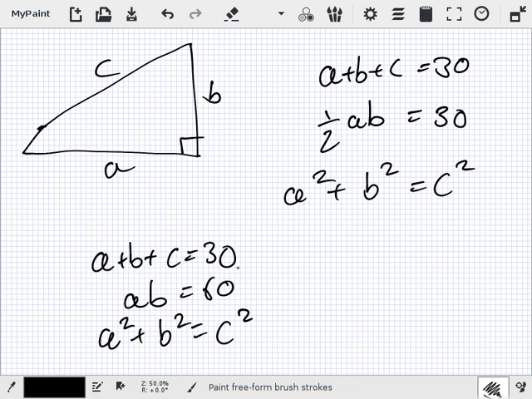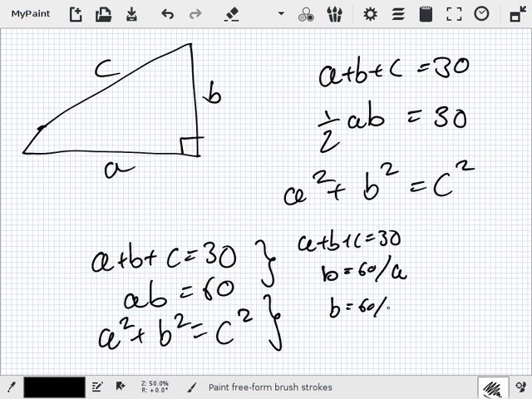I could combine these two and combine these two in such a way as to cancel the B. So what I can do is I'll change these two into A plus B plus C equals 30 and B equals 60 over A. And then I can combine these two into B equals 60 over A and A squared plus B squared equals C squared. So these two and these two now.